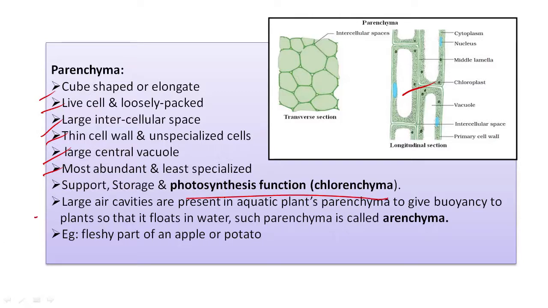Large air cavities are present in aquatic plants' parenchyma to give buoyancy to the plants so that they can float in water. Such parenchyma is called aerenchyma. Example, the fleshy part of an apple or potato.